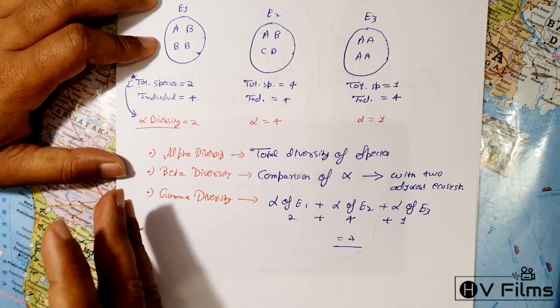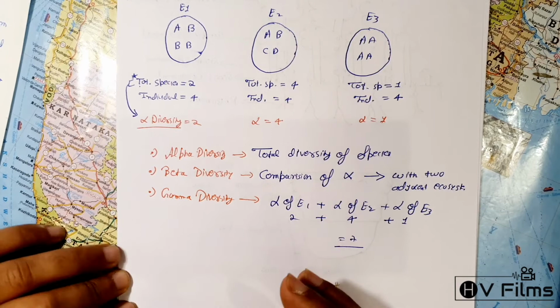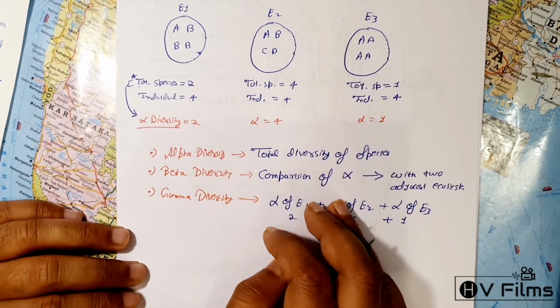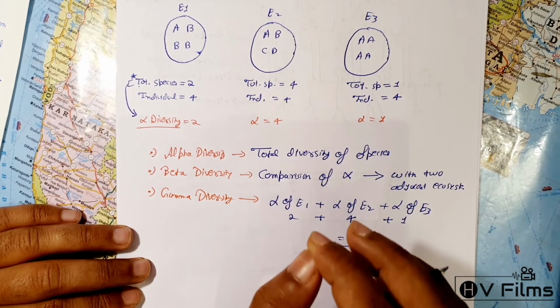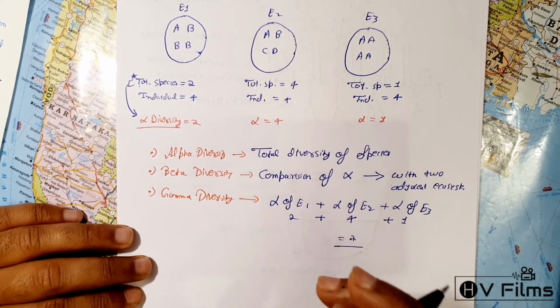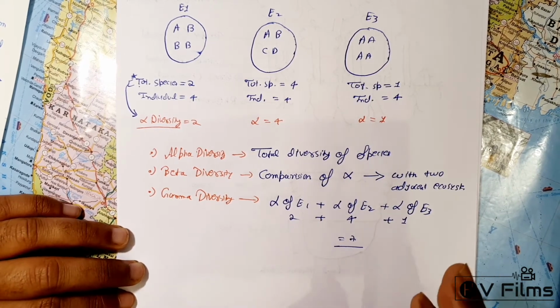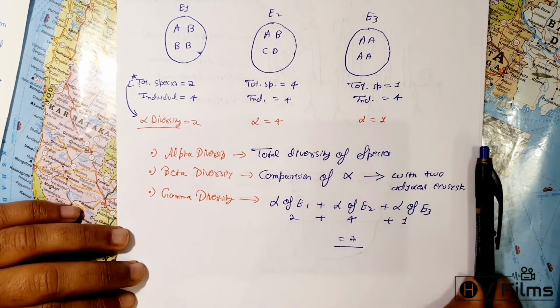The gamma diversity is the sum of all the alphas in all the ecological regions that we have selected. The beta is a comparison, and the alpha are the rich species, that is basically the total species diversity. So these are the few things that we should know about studying diversity. Now let's jump to the next chapter.